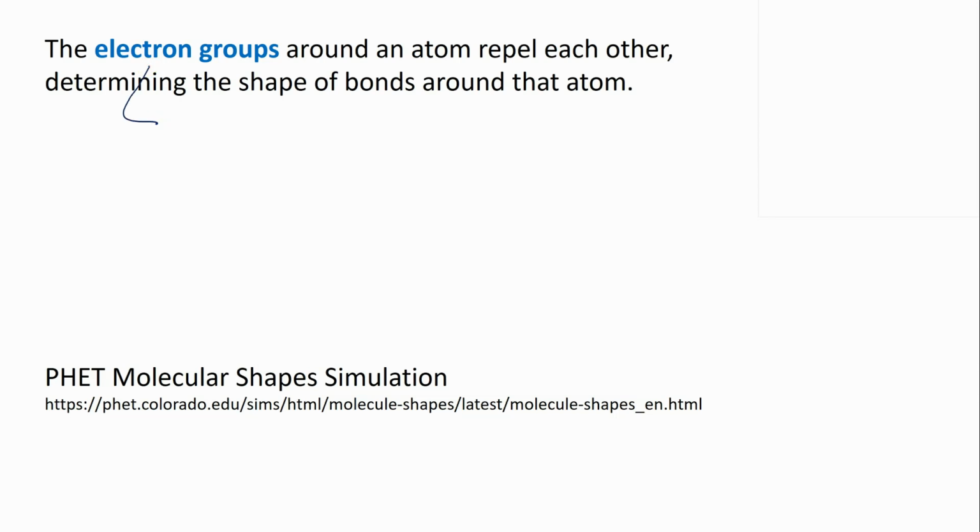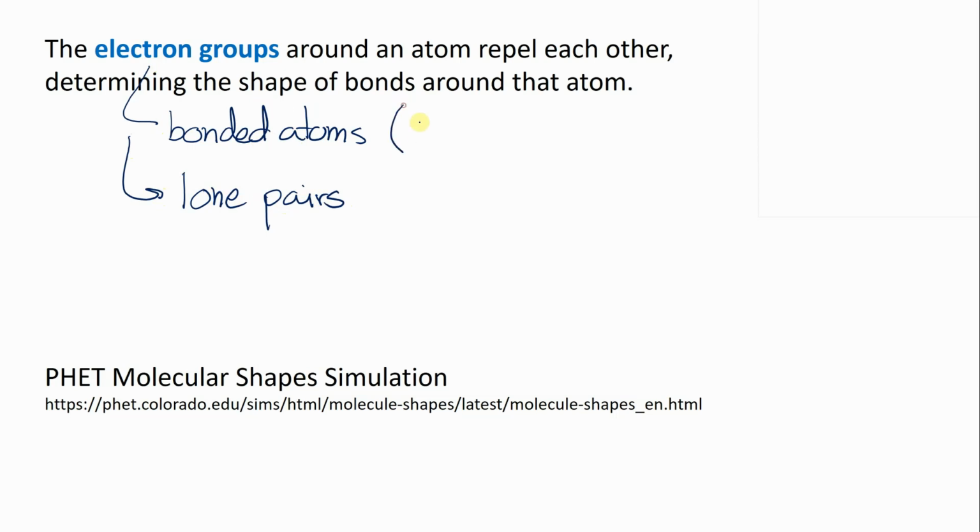So in electron groups, there's two basic categories. There's bonding groups, which I'm going to label as bonded atoms. And there's non-bonding groups, or lone pairs. Now it's very important: this could be single, double, or triple bonds. All are going to count as a single bonded atom, a single electron group.